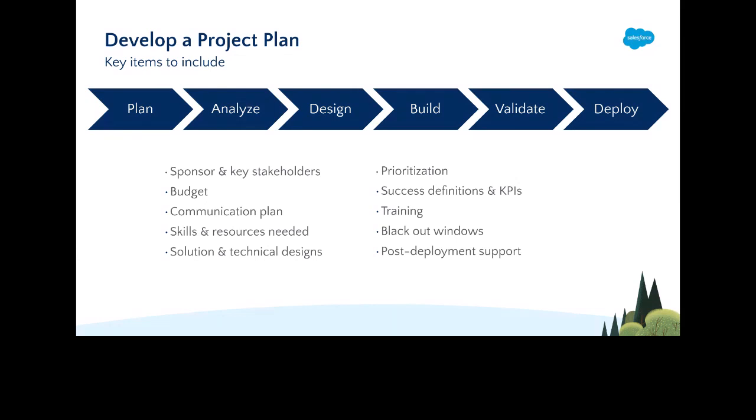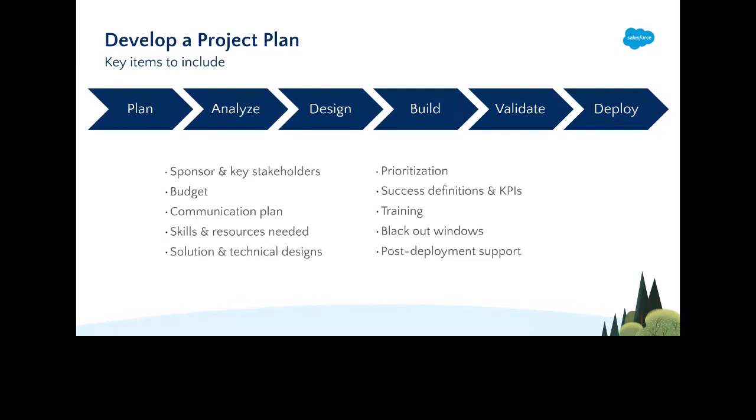So the sponsor, talk to them, making sure that it's okay. Allocate the budget, because maybe you need to go to a consulting partner to do all of this for you. So allocate some budget for all of these, decluttering your org. Make a communication plan, assign the skills and resources needed, because if you're doing it internally, think of the solution technical designs before moving ahead. Do the prioritization, success definition, and KPIs.